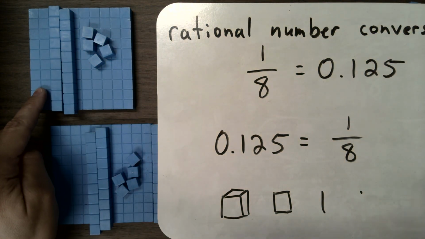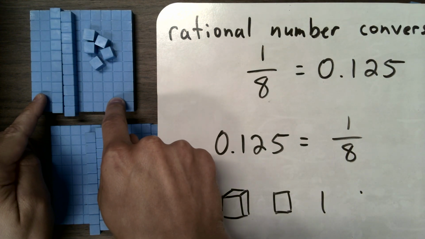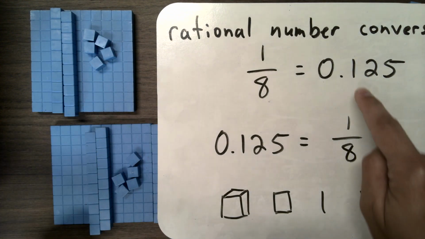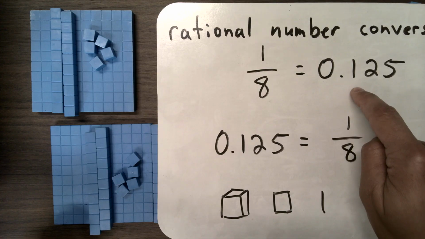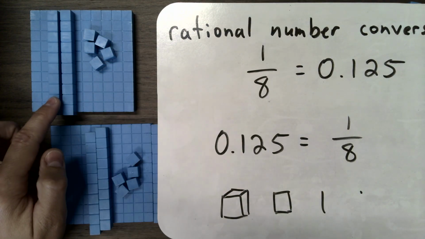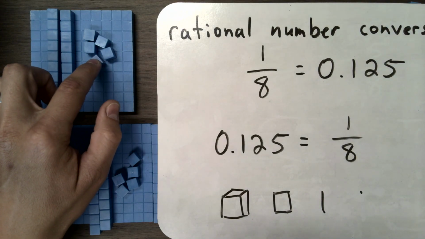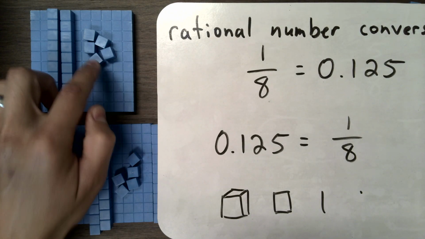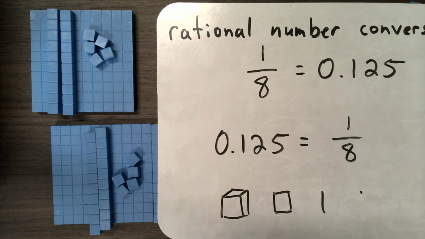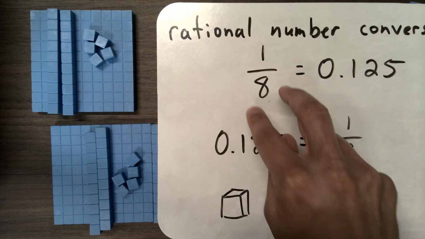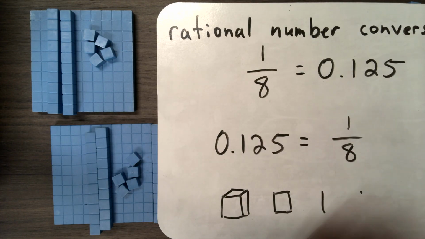We have one of these larger squares, each of which represents a tenth, so that's why we write a 1 in that tenths place value spot. We have 2 of these strips, which represent hundredths, so we have 2 hundredths, so that goes in the hundredths place value spot. And we have 5 of these tiny cubes, each of which represents a thousandth, so we have 5 thousandths. So that's why we can convert this fraction of 1/8 to the decimal 125 thousandths.